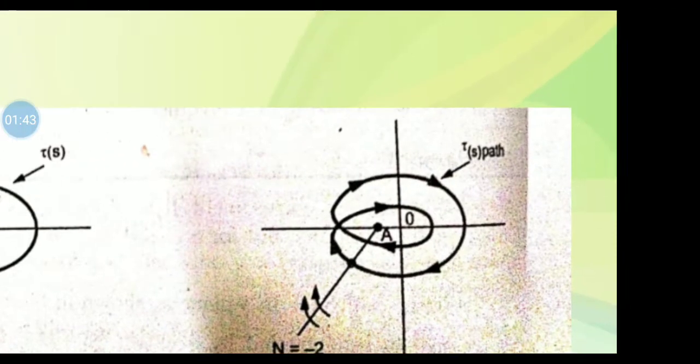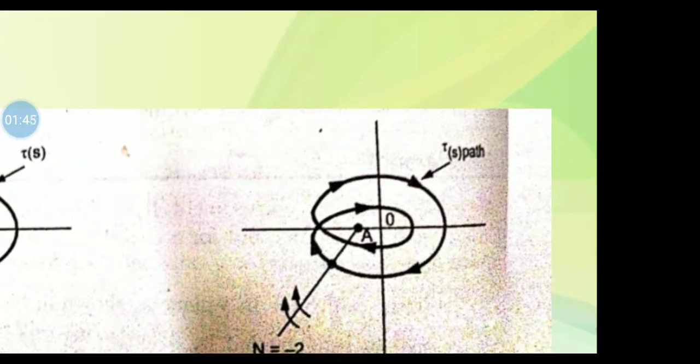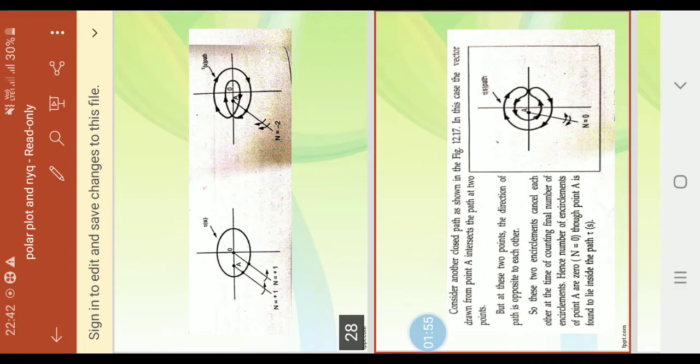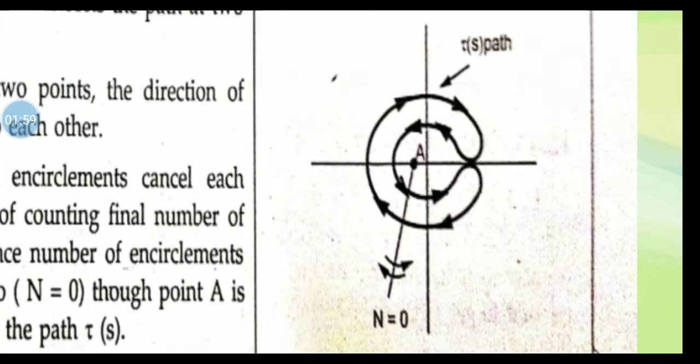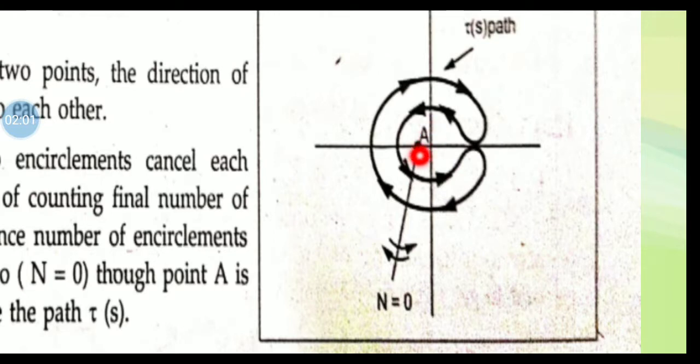Now we'll consider another closed path, for which we take one more figure. Now you can see the vector that has been drawn from this point A intersects the path at 2 points. Here it intersects, here it intersects.